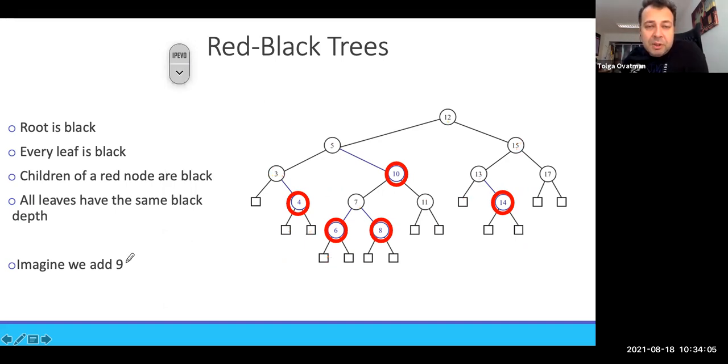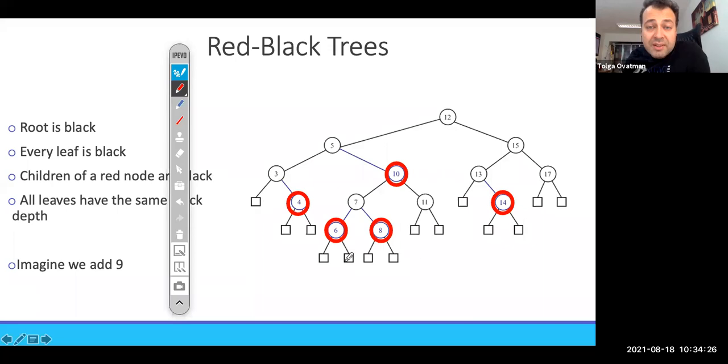So the cool part about this one is when you assign a color, it might change according to the pattern that you see. Now, under what circumstances might I need to change the colors or restructure? Imagine we add 9. This is still a binary search tree, by the way. So if you are adding a 9, it will go to the left, to the right, to the left, to the right, to the right, and it will be added here.